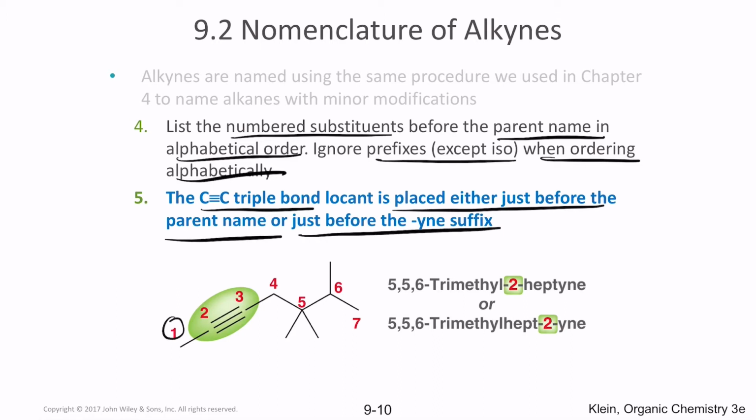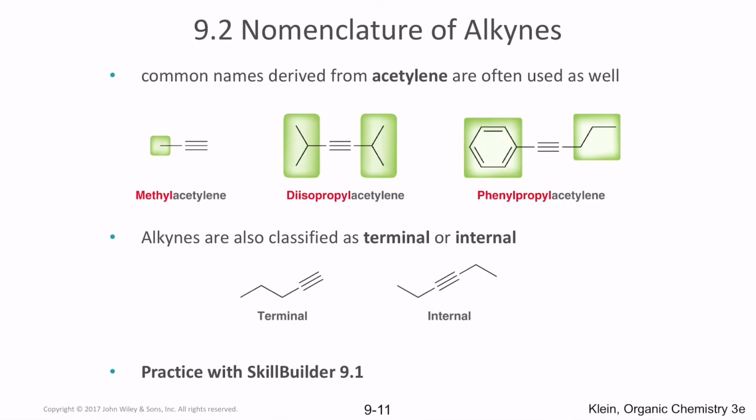So we can number it 1, 2 and 3. On the fifth carbon there is a methyl group, and on the sixth one there is a methyl group, so it becomes 5,5,6-trimethyl, and the triple bond is on the second carbon, so it becomes 2-heptyne or hept-2-yne, whichever one, the naming stays the same.